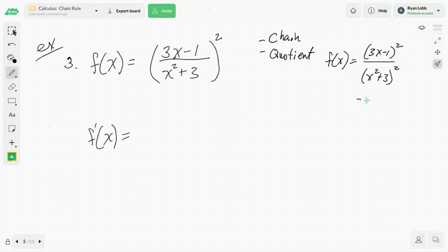Now in this one, you'd really be doing the quotient rule first, and then followed by the chain rule. So you can see the hierarchy changes depending on how the function looks. So this one over here, we're going to do the chain rule.